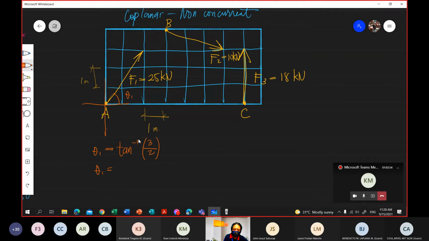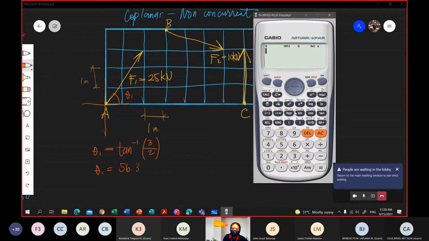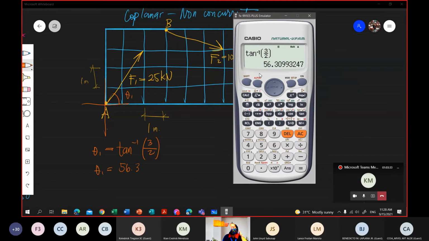Theta 1 is about 56.3. Actually, let me use my calculator so you can see. In mode calc, to solve for theta, of course, it is shift arctan 3 over 2. The result is 56.30993247 degrees.